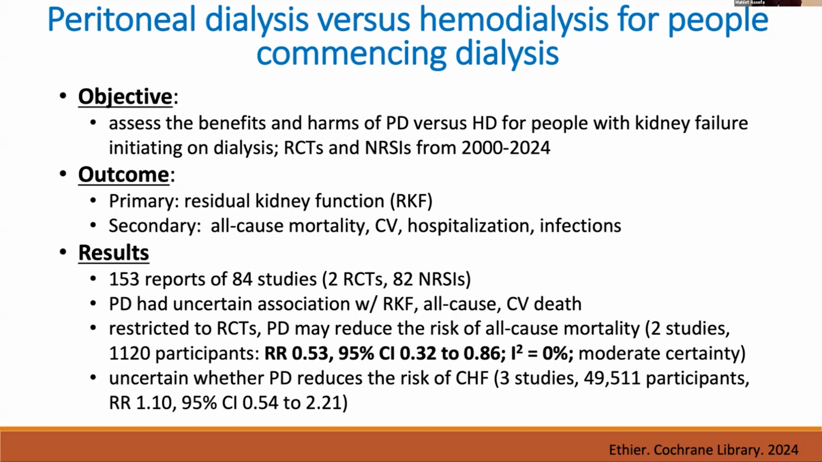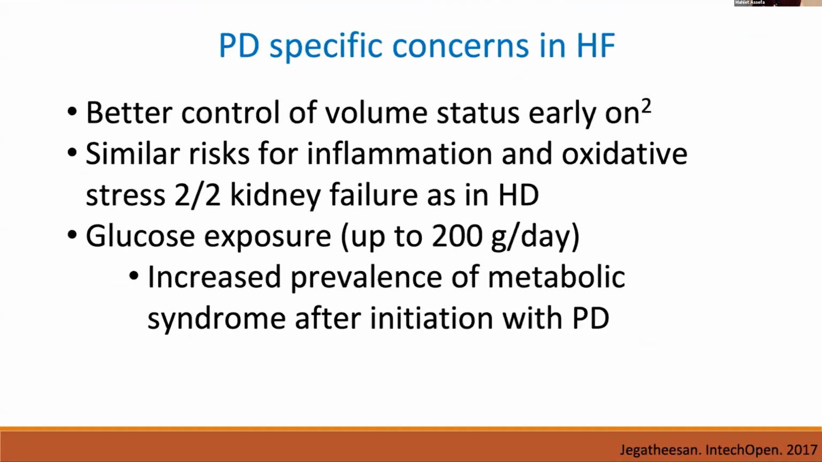Really, the punchline here is that PD had an uncertain association with residual kidney function, as well as all-cause death and cardiovascular death. I will say that when they restricted their search to just those 2 randomized controlled trials that contained over 1,100 participants, there was some evidence that PD may reduce the risk of all-cause mortality. But when they took a look at the risk of congestive heart failure in PD patients compared to HD patients, that was also uncertain evidence, not really conclusive. Why might that be?